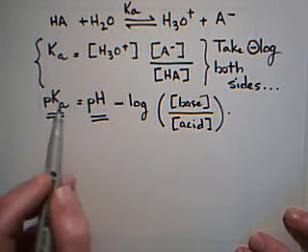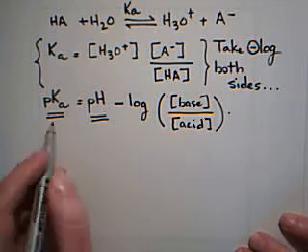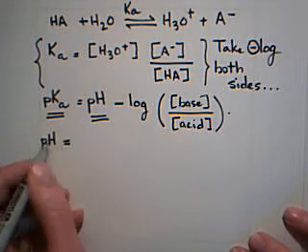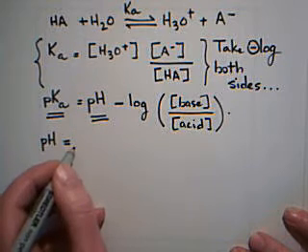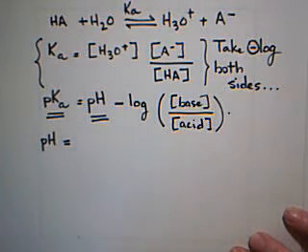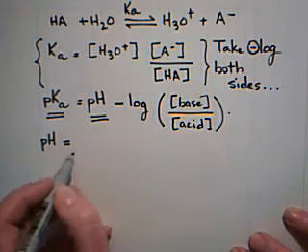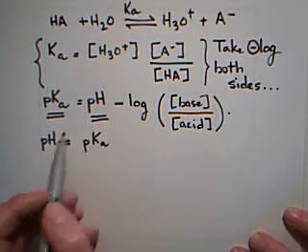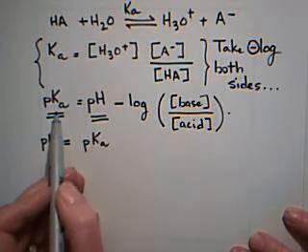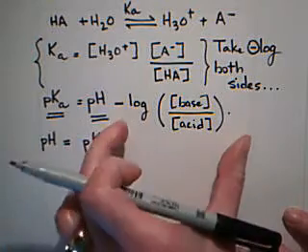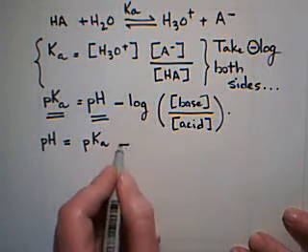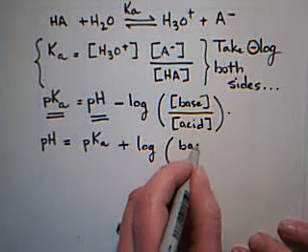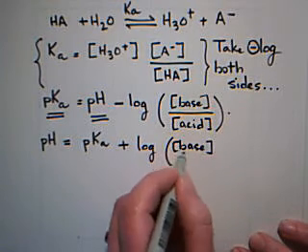Sorry, let's say that again. I need to rearrange these first. So the pH of the buffer is equal to the pKa of the conjugate acid. Now I'm going to bring this part over here. So now that's going to become a positive term. Now it looks a little more like your Henderson-Hasselbalch equation, doesn't it?